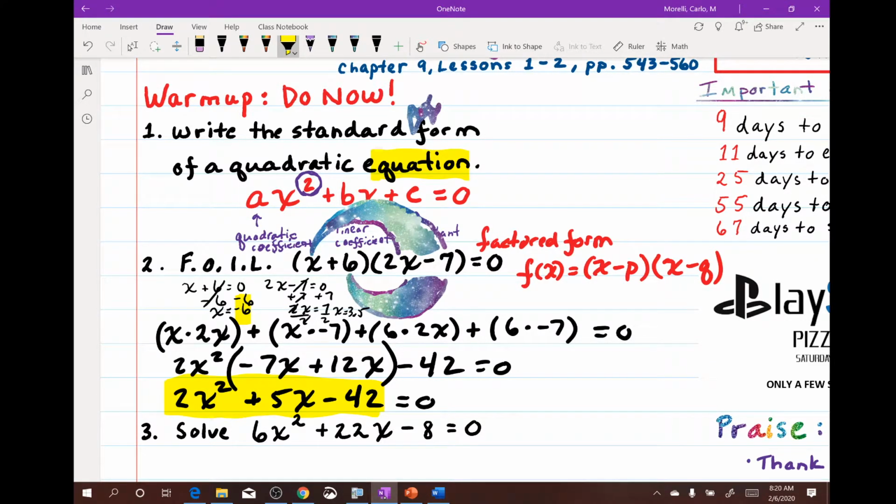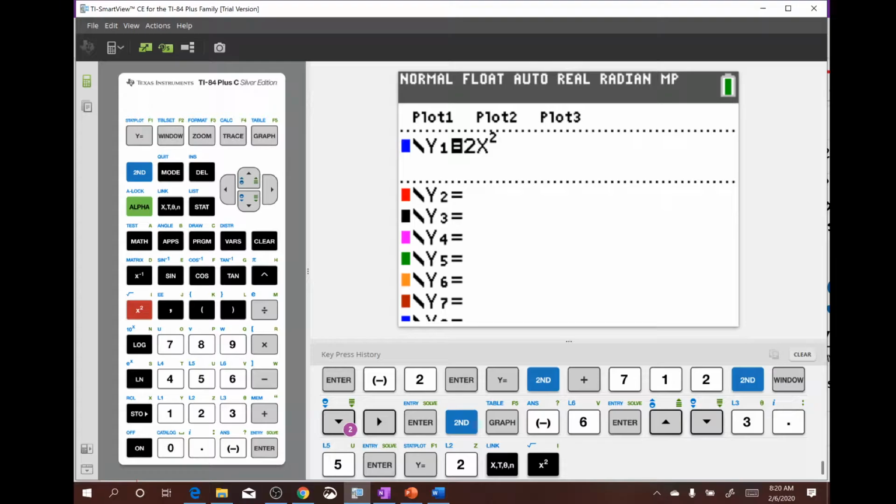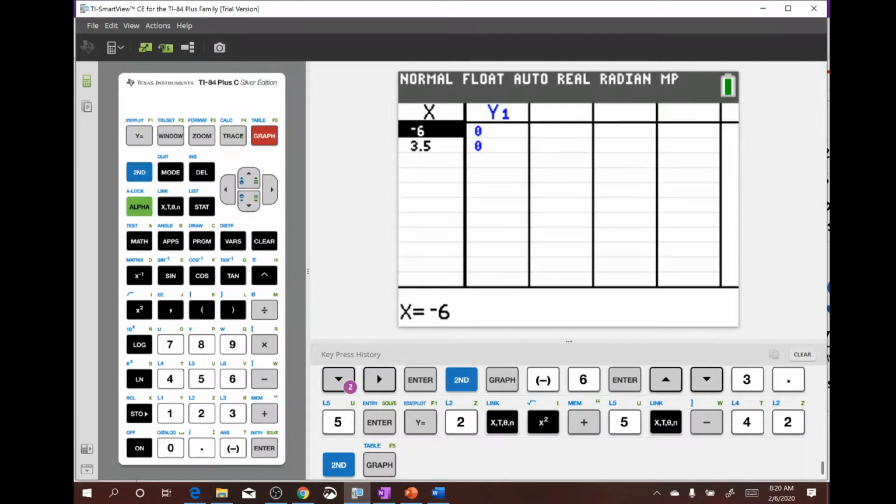Help me remember that: 2x squared plus 5x minus 42. Make sure I enter it right. Okay, so now when I hit second graph, we should see 2 zeros. Do we? Please nod your heads. Yes.